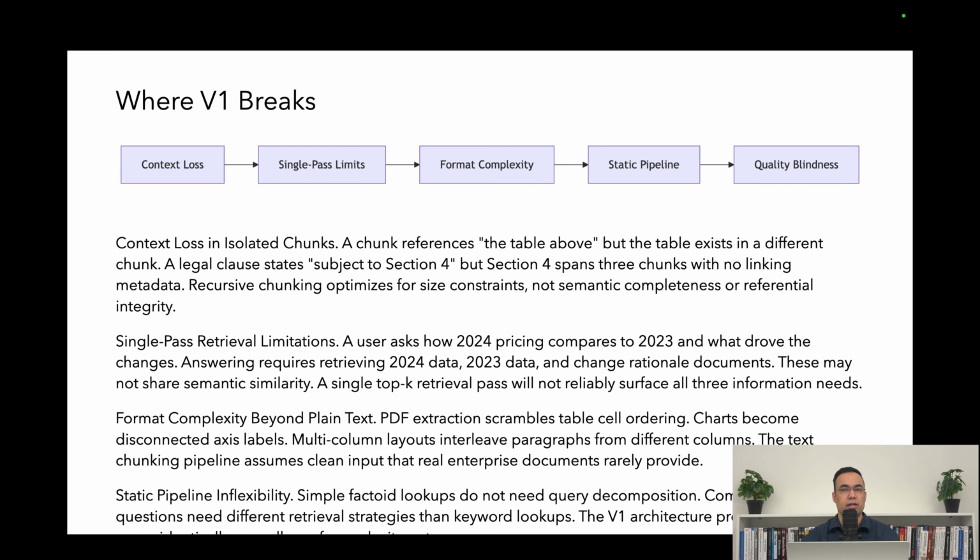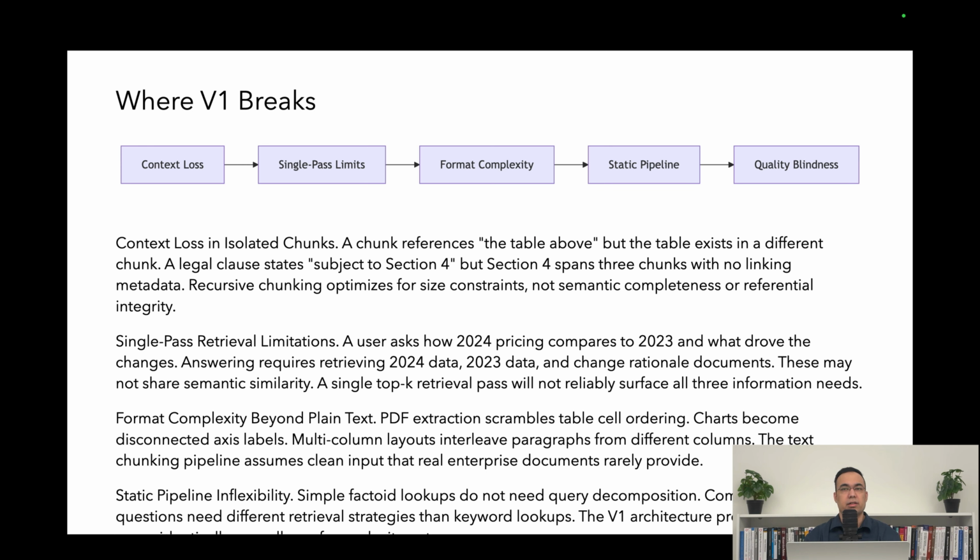The third failure category is format complexity. PDF extraction scrambles the tables, charts become disconnected labels, and multi-column layouts interleave unrelated paragraphs. The chunking pipeline assumes that clean text is there, which real documents actually rarely provide. So we need to also consider all the edge cases.